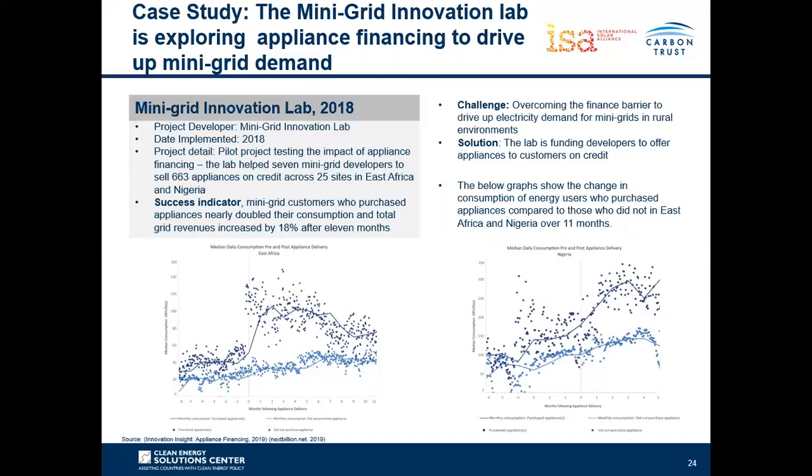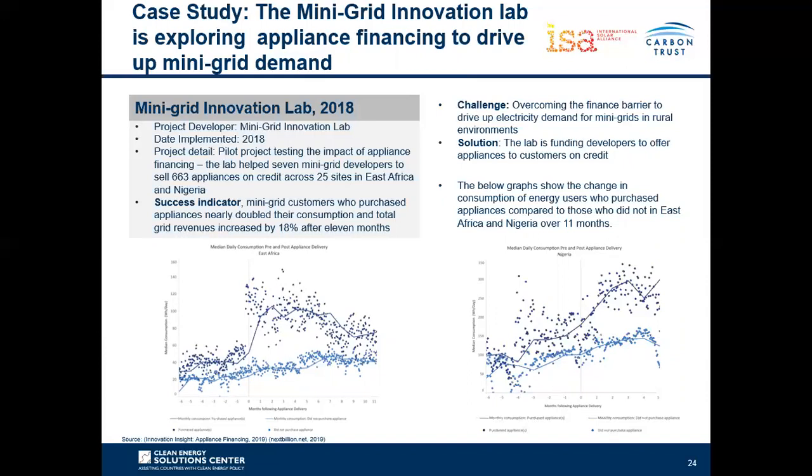This was a pilot project which aimed to provide credit to consumers, and these consumers would then use the credit to buy appliances that they could use for productive purposes. They were located in East Africa and Nigeria, and they were connected to a mini grid. And what happened was those that were given credit and those that purchased an appliance to use productively, those consumers increased their energy consumption, as seen in the two graphs down below.